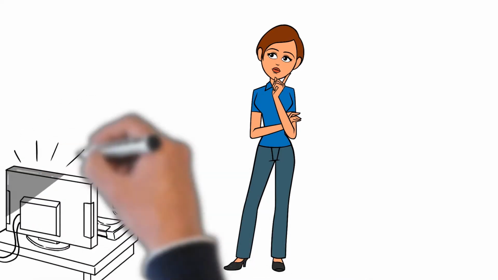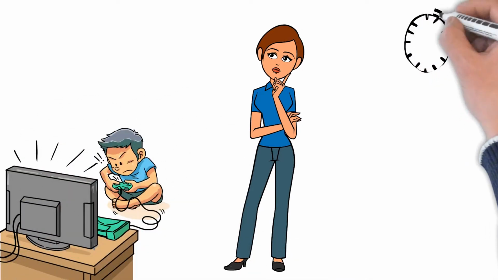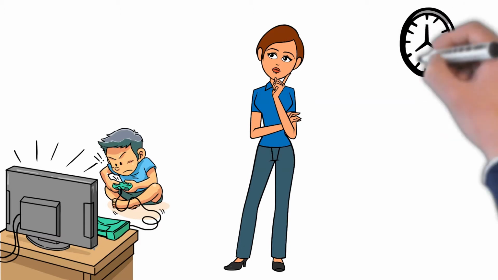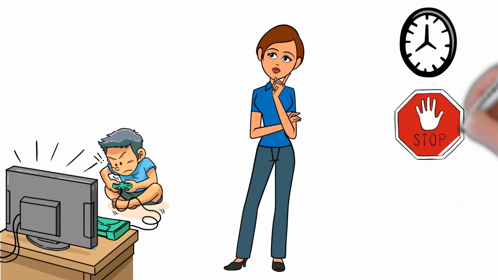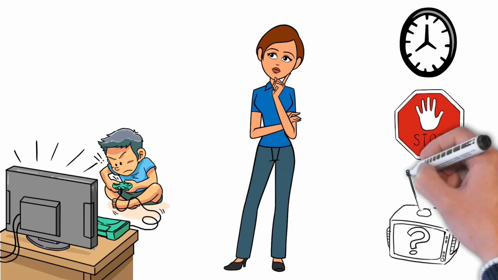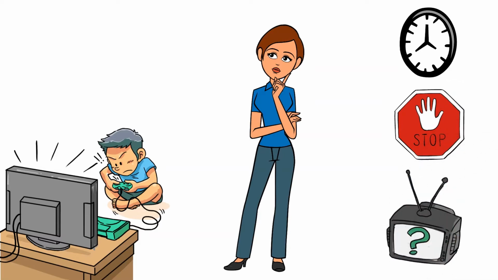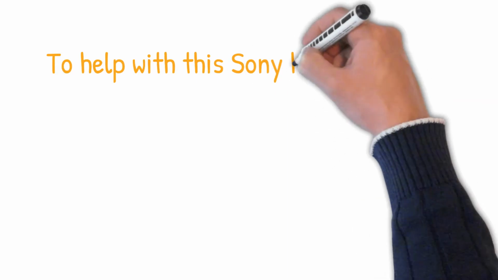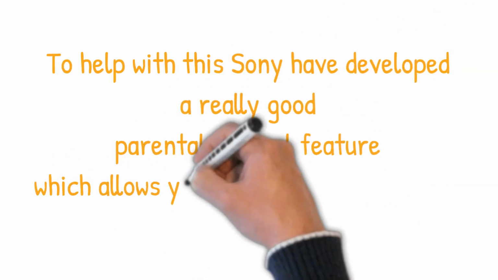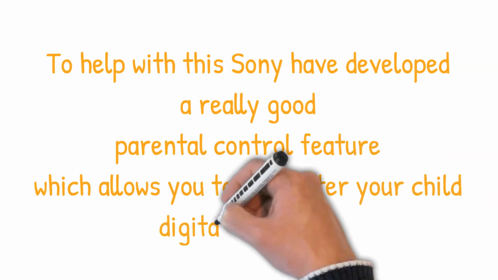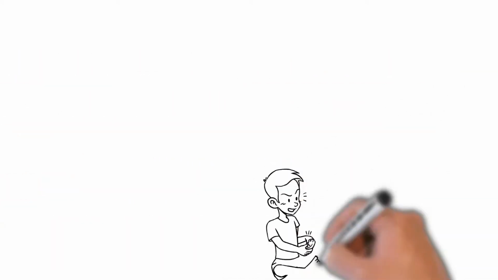This could include a healthy time balance across all devices, appropriate filters in place to make sure that your child's not exposed to anything that isn't right for their age, and that all apps and games are set to the correct age rating. To help with this, Sony have developed a really good parental control feature which allows you to really look after your child's digital well-being. This has worked really well for me and my family.